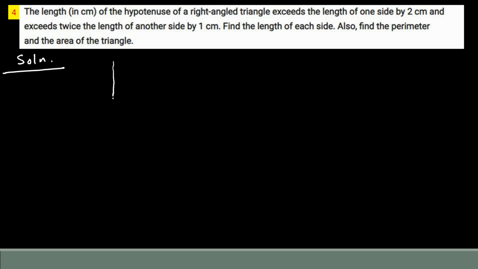You see, this is a right triangle with a hypotenuse, right? It's saying the length of the hypotenuse of a right angle triangle exceeds the length of one side. Let's say this is the hypotenuse. This is the hypotenuse.